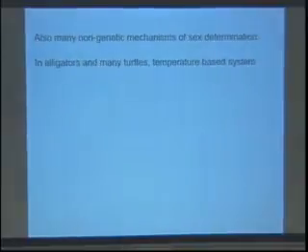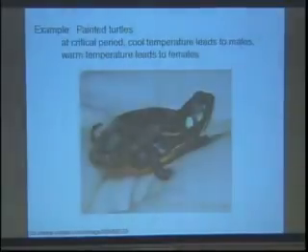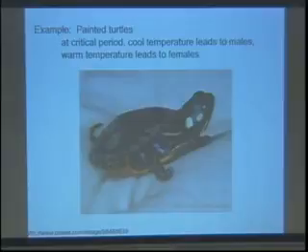So there also can be non-genetic mechanisms for sex determination, okay? For example, as one of the students already said, temperature actually can do it in a few animals. So in alligators and many turtles, it's a temperature-based system. For example, in painted turtles, they're developing eggs, and at a critical period, if the eggs are cool, they become males. And if they're warm, they become females. So it's a temperature-dependent process instead.